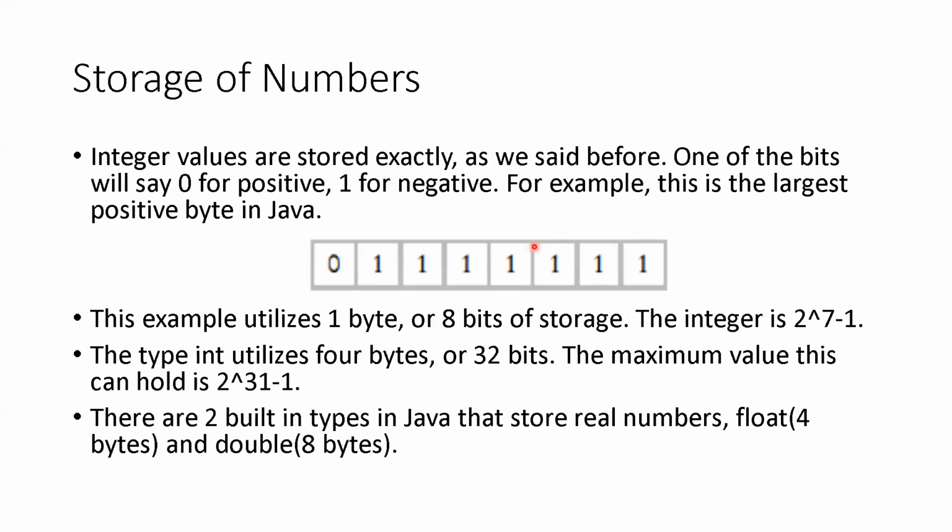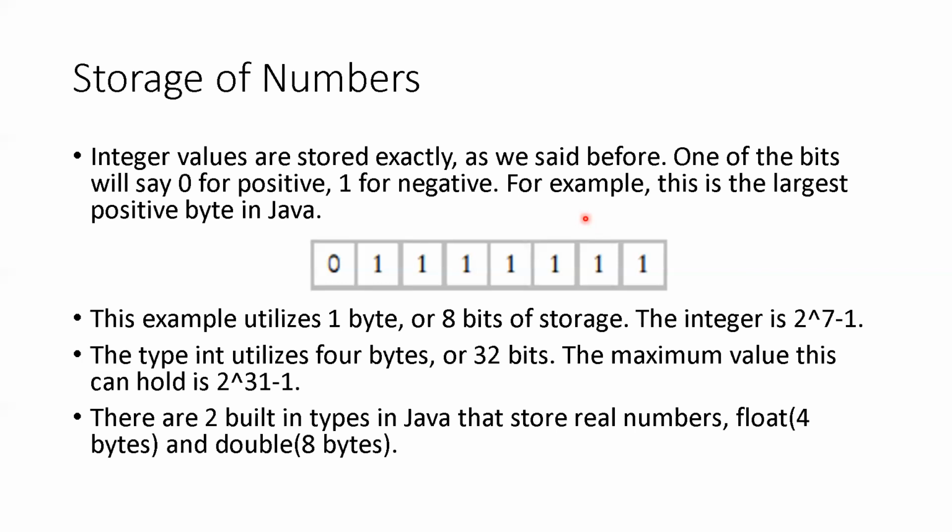So storage of numbers. Integer values must be stored exactly. One of the bits will say 0 for positive or 1 for negative. This is the largest possible byte in Java, the array of numbers shown below. This example utilizes 1 byte or 8 bits of storage. The integer is 2^7 minus 1. The type integer, or int, utilizes 4 bytes or 32 bits. The maximum value that this can hold is about 2^31 minus 1.